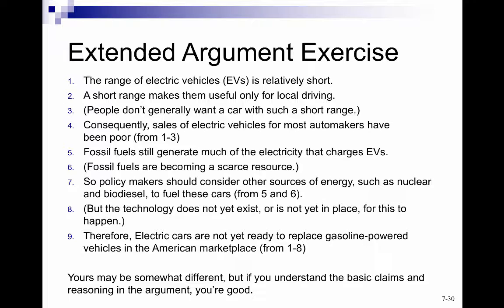So here is my entire standardization of this argument. 1 through 3 lead to the sub-conclusion 4 that sales have been poor. 5 and 6 lead to 7 that policymakers should consider other sources of energy. But can I go directly from those sub-conclusions to the conclusion? No, because there's still something else that's there but unstated. Maybe it's that this technology to make the range longer and to use other sources of energy simply isn't ready yet for use in mass market vehicles. That's what's missing. It's implied but not stated. So once I put it in there, the conclusion that electric cars aren't ready for the marketplace makes sense.